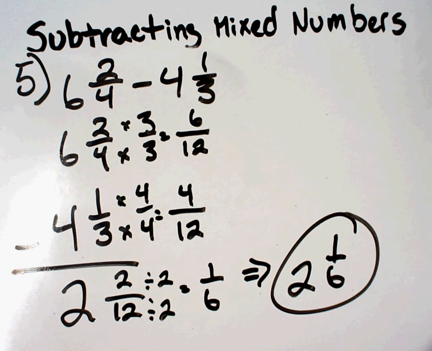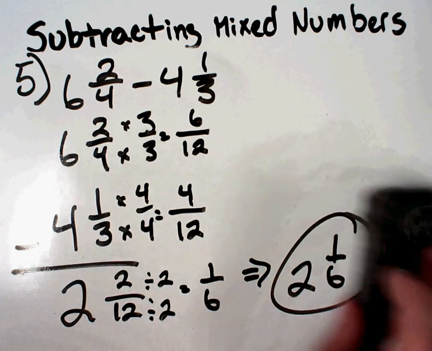Now the problems we've done so far, most of them we have been able to divide by 2, but that might not always be the case, depending on what your fraction is. When you simplify, you may have to divide by 3, top and bottom, by 5, by 7. It just depends on the fraction. All right, let's go on to number 6.